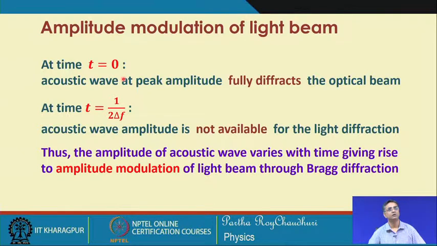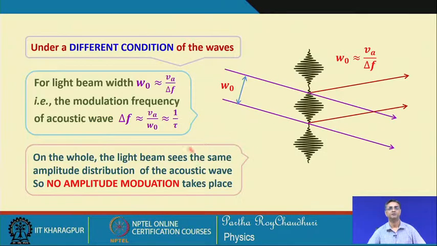So, at time t equal to 0, you get the fully diffracted optical beam. At time t equal to 1 by twice of delta f, the acoustic beam is not available for diffraction, with minimum, zero diffraction. Thus, the amplitude of the acoustic wave varies with time, giving rise to amplitude modulation of the light beam. So, because the amplitude of the acoustic wave is varying with time, the light wave will be modulated in the same direction, sometimes maximum, sometimes minimum. So, that is the mechanism of amplitude modulation of light.